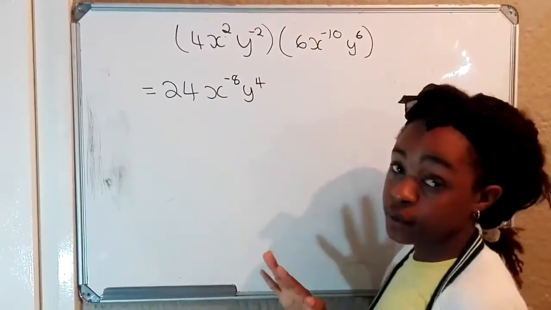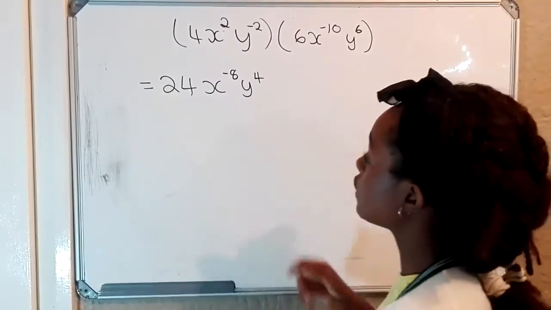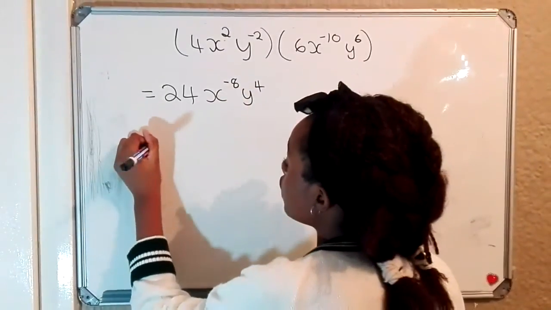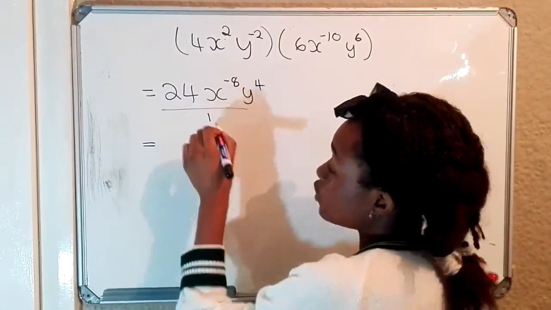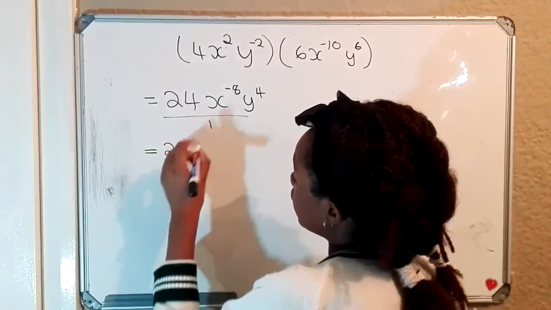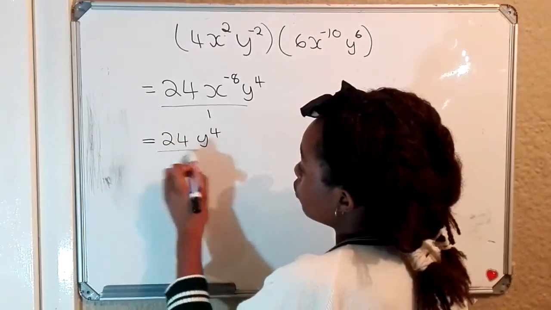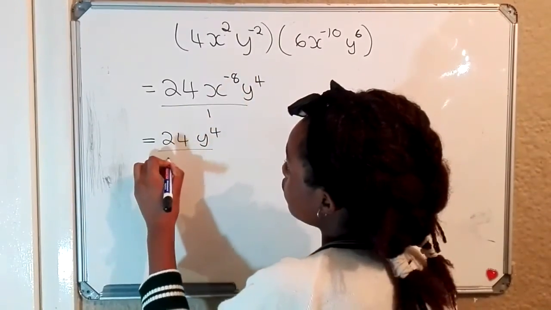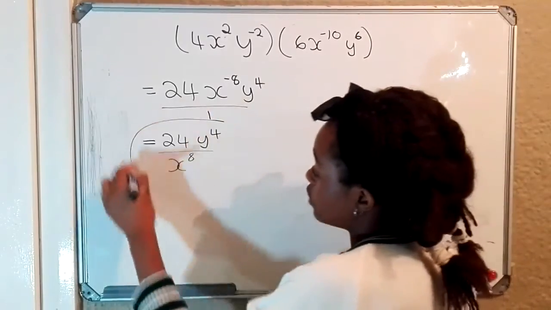But we're not done here, because we have a negative exponent. We don't want negative exponents, so we're going to have to move, because this is all over 1. We're going to have to move this x so it changes the sign. So we leave 24 on top and we leave y to the power of 4 because they are okay. So we'll bring this down and we'll be left with x to the power of 8. It changes the sign. So this is our final answer, guys. Okay.